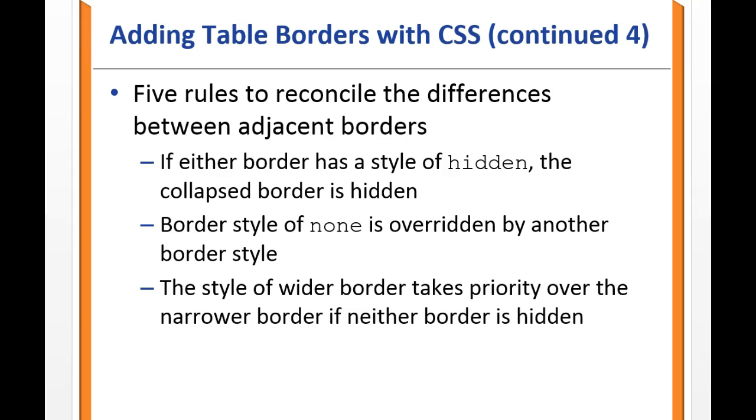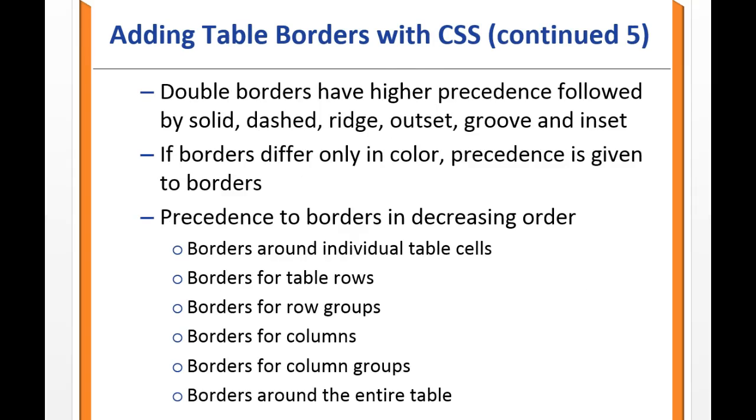If either border has a style of hidden, the collapsed border is basically hidden. A border style of none is overwritten by other border styles. The style of a wider border takes priority over the narrower border if neither border is hidden. Another rule is that double borders have higher precedence, followed by solid, dash, ridge, outset, groove, and inset. So you should follow these rules when you want to apply the border style.